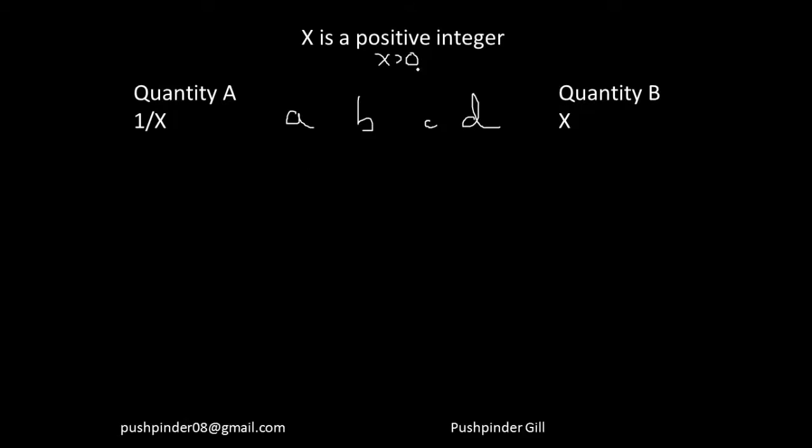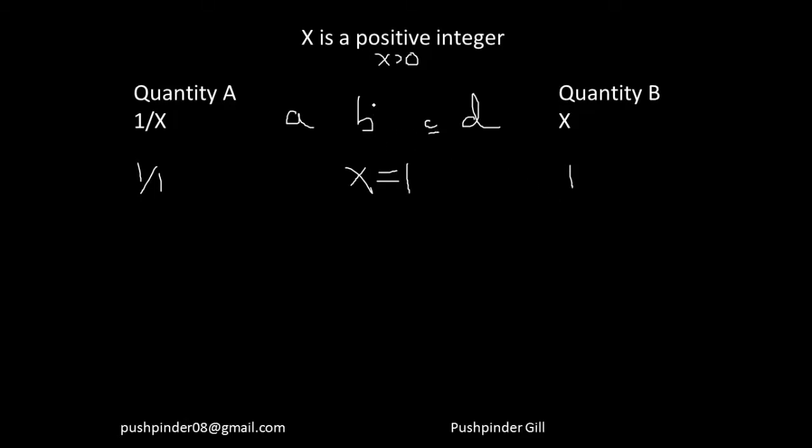Now which is greater? Now I say x is equal to 1. 1 is a positive integer. As I said, always try 1 first if you can. So 1 by 1 is 1 and 1 by 1 is 1. That means A is equal to B.